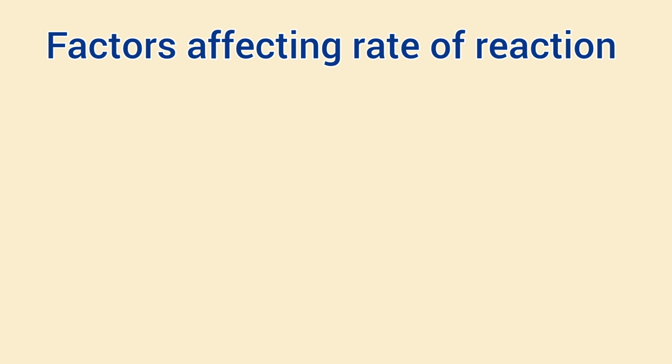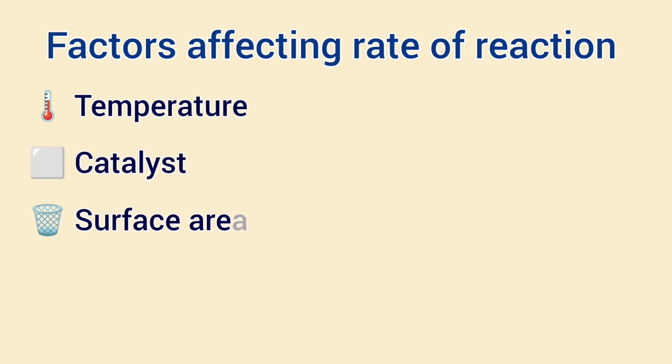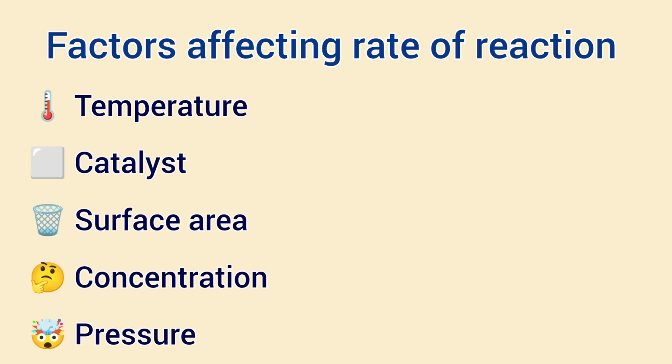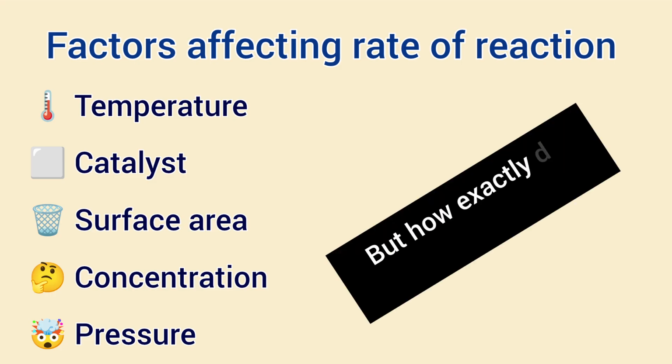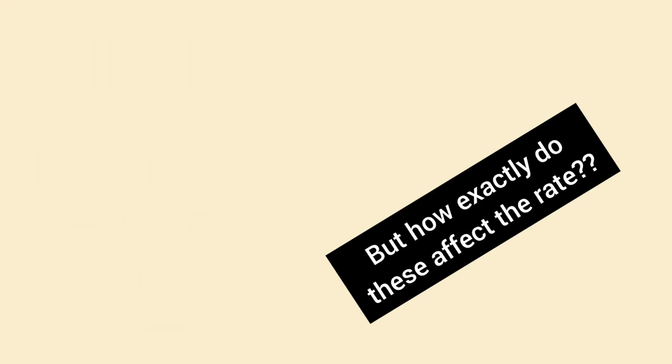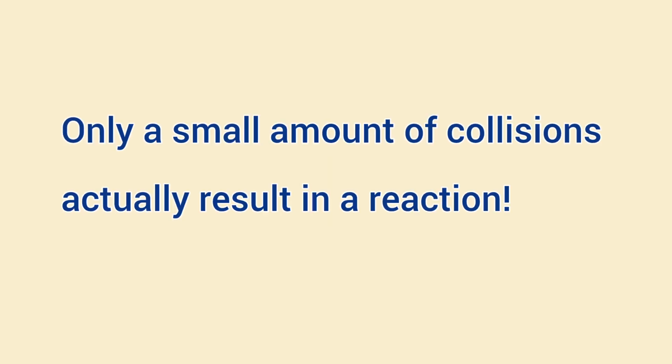You might remember from GCSE the 5 factors that affect rate of reaction. These are temperature, catalyst, surface area, concentration, and pressure. To understand why these affect the rate, we should first look at collision theory. In reality, only a small amount of collisions result in a reaction.